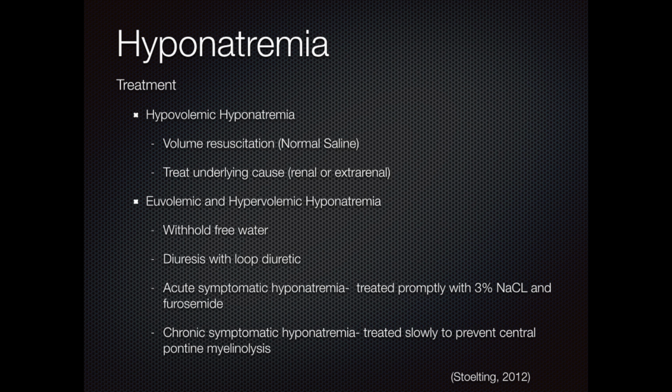With euvolemic or hypervolemic hyponatremia, water should be withheld and the patient should be started on a loop diuretic. It's important to pay close attention to both acute and chronic symptomatic hyponatremia. Acute symptomatic should be treated promptly with hypertonic saline and a loop diuretic. Chronic symptomatic should be treated slowly with normal saline to prevent central pontine myelinolysis.